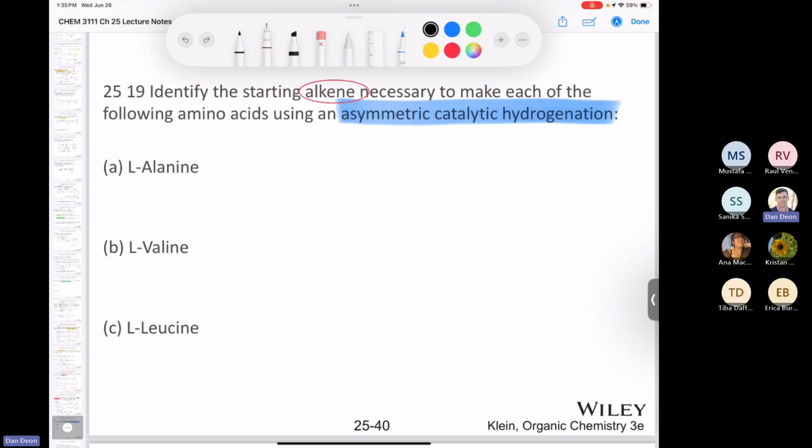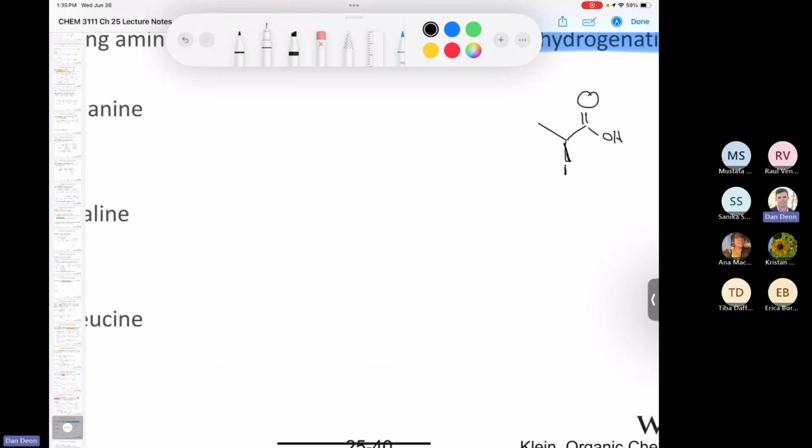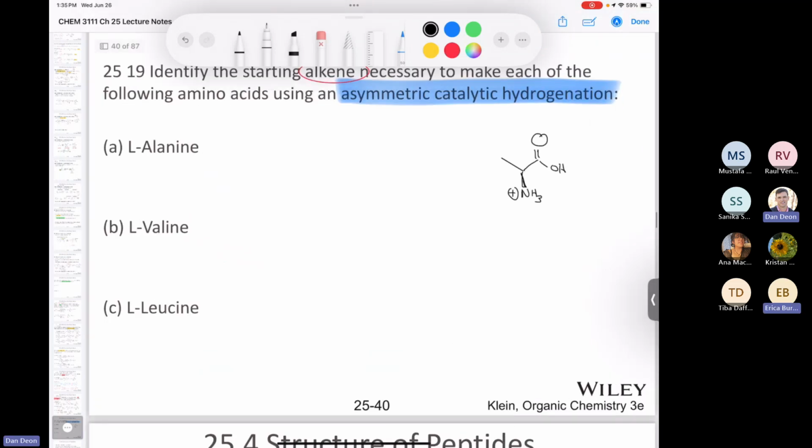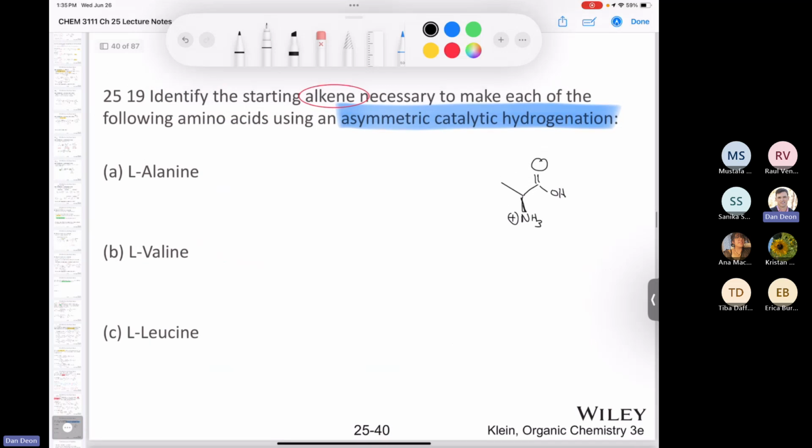So you'd write the structure of L-alanine, which looks something like this, with our group coming out like that. And we're going to make the protonated form of it like this, because the last step is going to be to treat it with aqueous acid. So your retrosynthesis is you're going to start with the same compound, where you have the carboxyl group here, but now you're going to have a double bond here instead of a single bond.